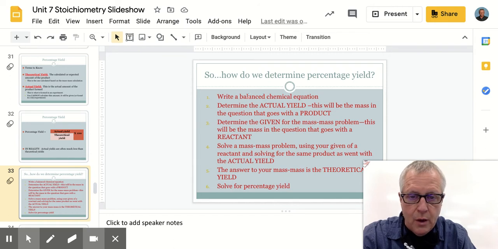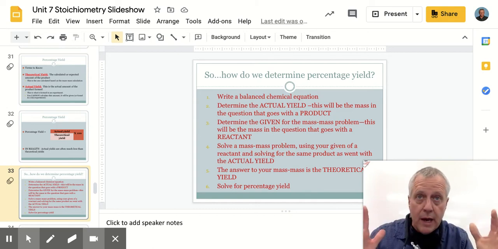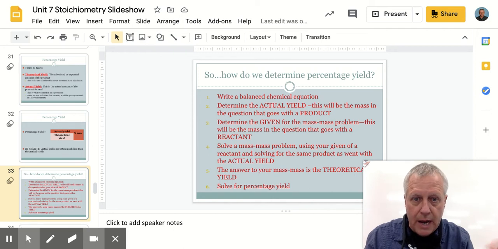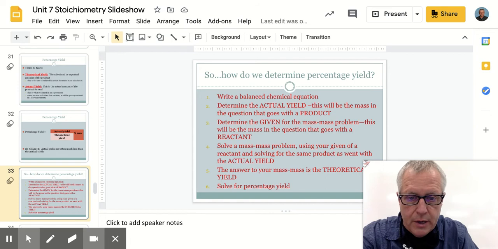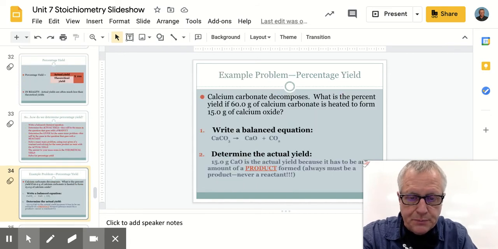Okay, so you always want to have a balanced chemical equation. And then you want to look in the problem. You want to do a mass problem to determine what the theoretical yield would be, and then compare it to the actual yield. So in the problem, you're going to be looking for a value that's listed as the actual yield. Then you're going to do a mass problem to find the theoretical and then compare the two. So let's look at a problem here.